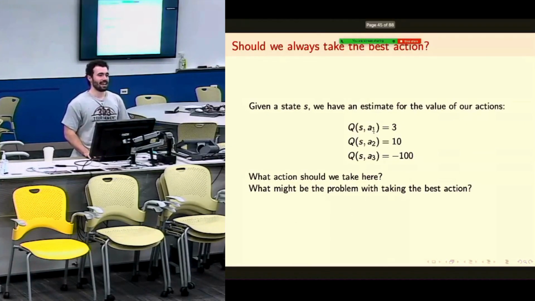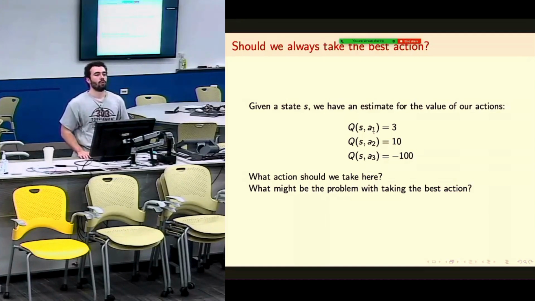Now we're going to talk about taking actions. So given a state S, we have an estimate for the value of our actions. Here we have state S, A1 is 3, A2 is 10, and A3 is minus 100. What action should we take? Let's say it in unison. A2 is the action we should take, exactly. So if you said second one, you're right. But what might be the problem here with just taking the best action?